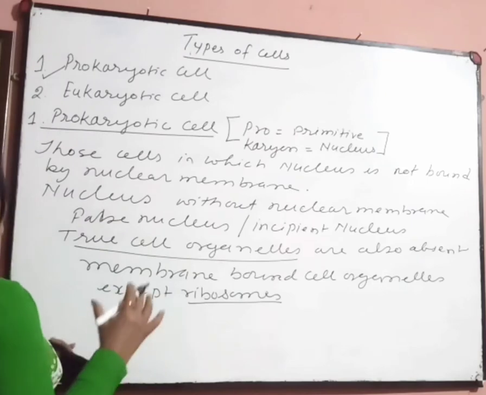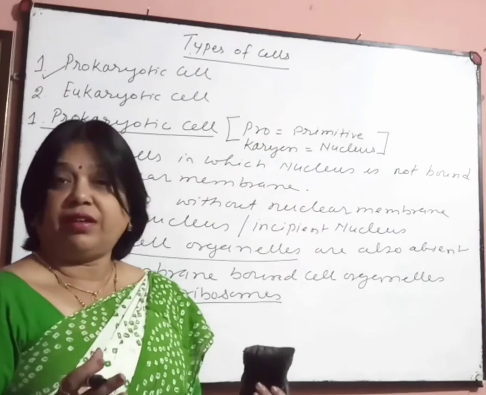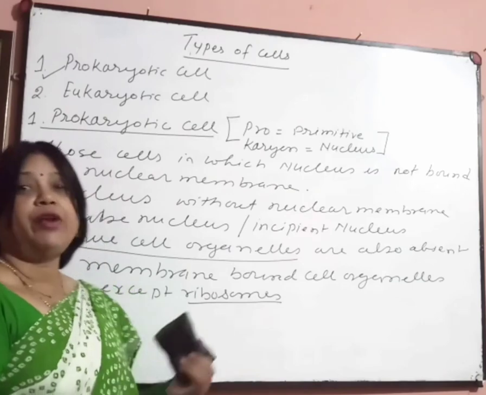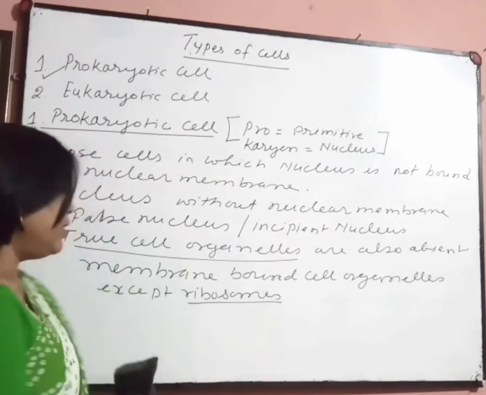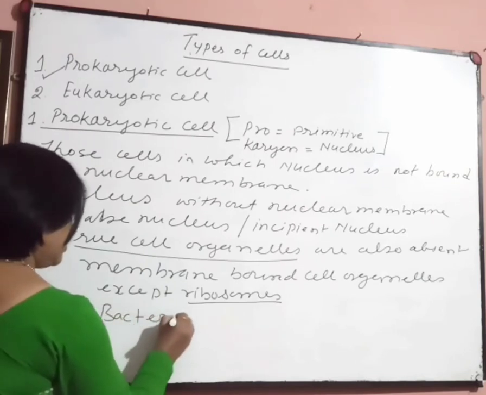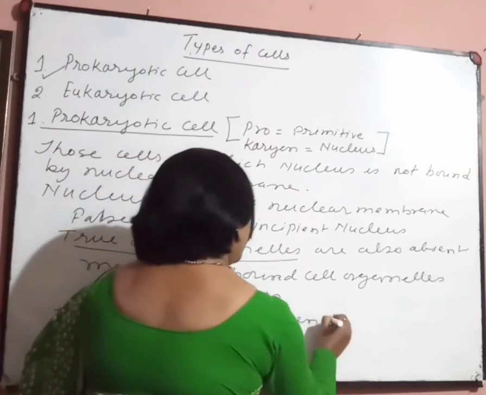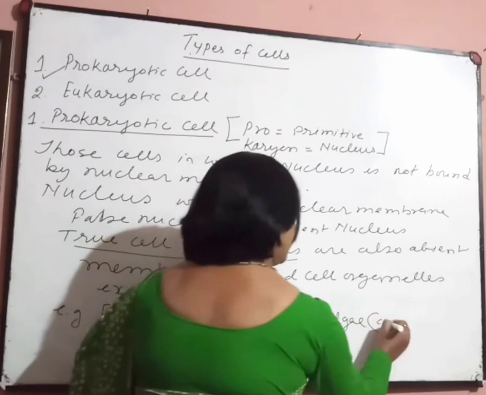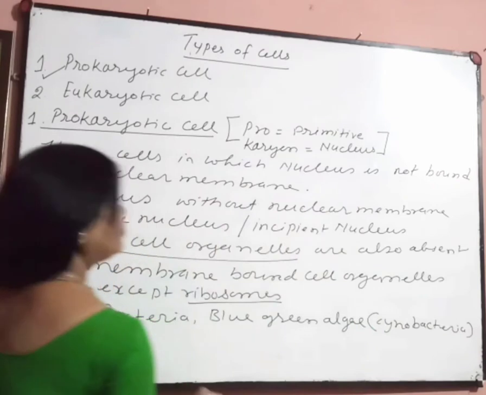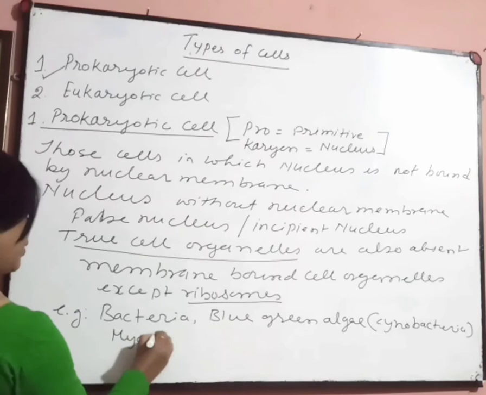So in this way, we can say the prokaryotic cell is one in which the well-defined nucleus is absent or nucleus is present without nuclear membrane and membrane bound cell organelles are absent, such as bacteria, blue-green algae, or you can say the cyanobacteria, mycoplasma.